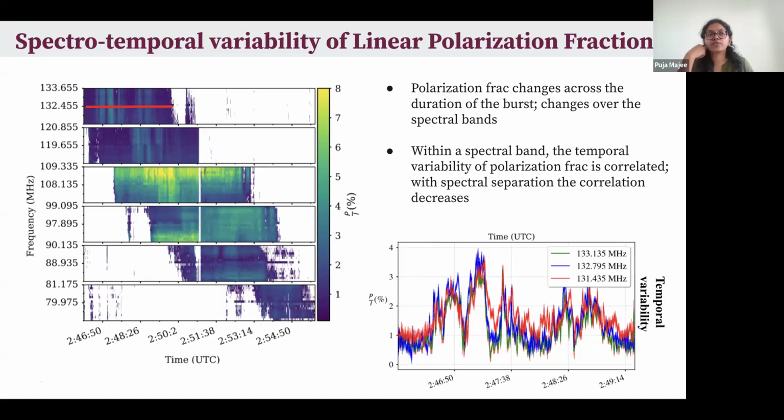Okay, let's split. Let's talk linear polarization. What limits are there? What is the upper limit, basically? Okay, so sure.